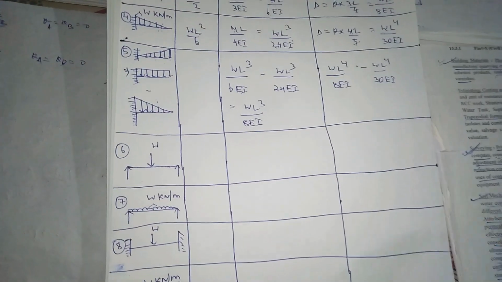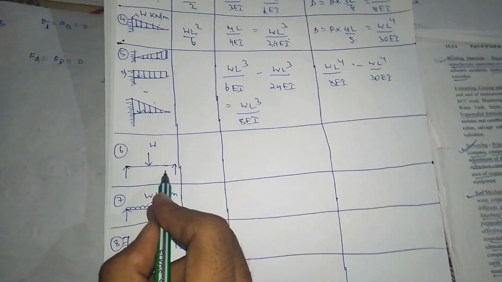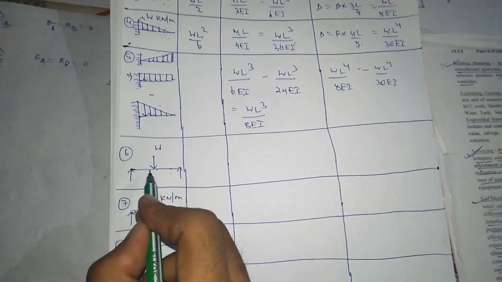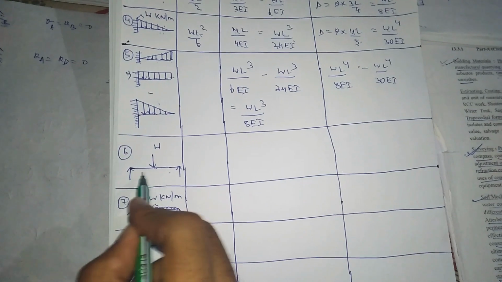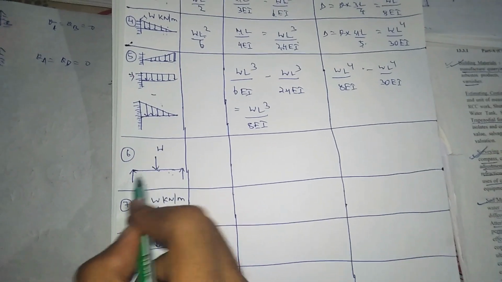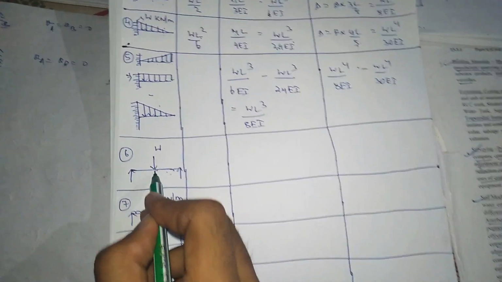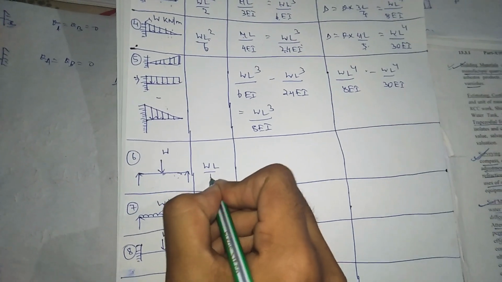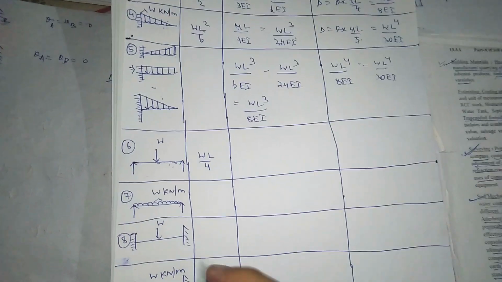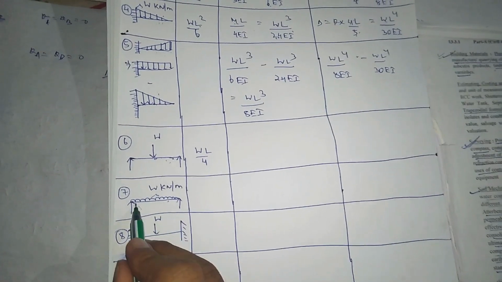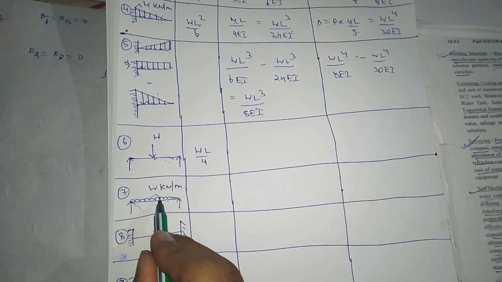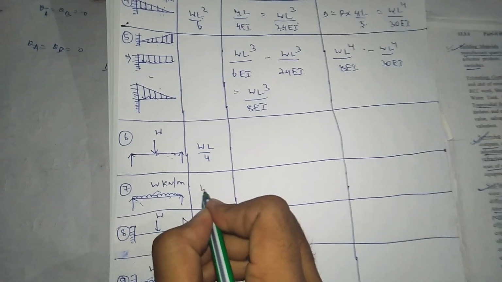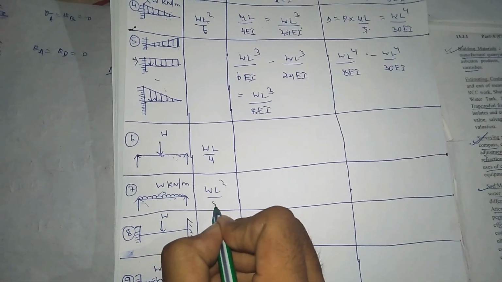Okay, next is a simply supported beam in which a point load acts at the center. Here I am not mentioning the length. You can get it: a simply supported beam in which a point load acts at the center. For this, bending moment will be WL by 4. Again, a simply supported beam in which uniformly distributed load W acts. For this, bending moment will be WL square by 8.